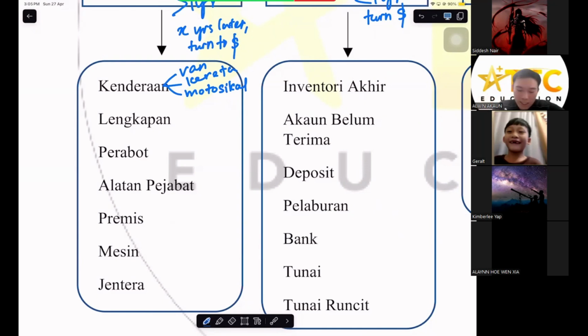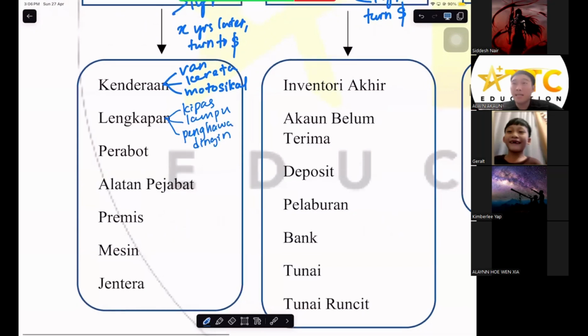Normally you will see kipas, lampu, penghawa dingin or pendingin hawa. I'm not so sure, but if I'm not mistaken, the real grammar for it is pendingin hawa, so do ask your Bahasa teacher whether it's penghawa dingin or pendingin hawa. And lengkapan, because I mentioned it is something stuck on the wall, floor or ceiling, includes the OHP projector.